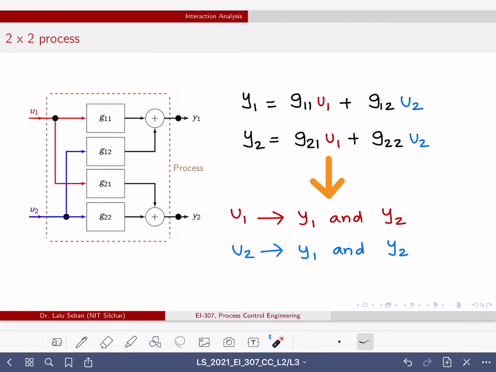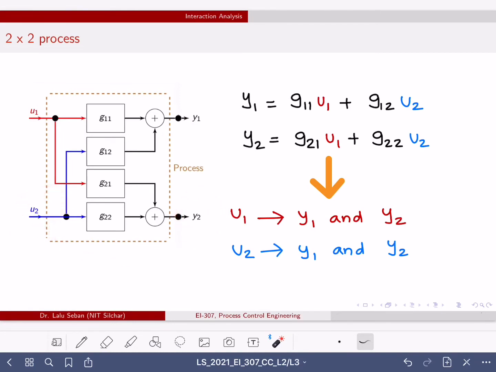It's a very common, simple logic that if u2 is having an effect only on y2 and if u1 is having an effect only on y1, our issue is solved. We can simply use u1 for controlling y1 and u2 for controlling y2.